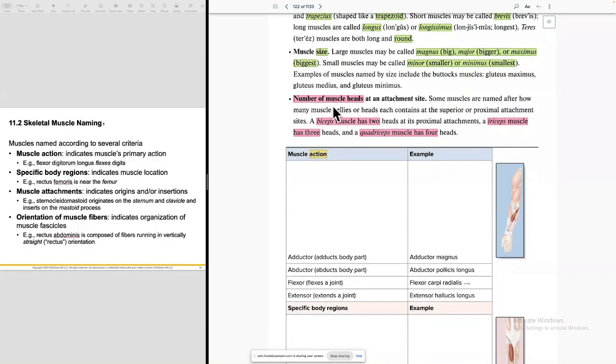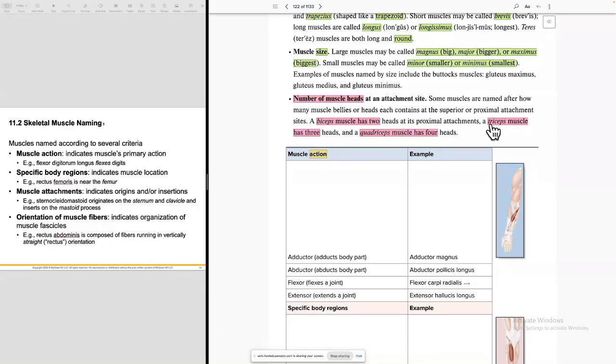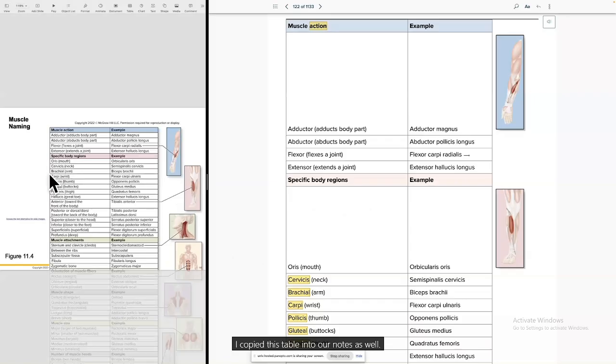Some muscles are named by how many parts they have, how many heads, right? What's another word for head? Cep. Remember cephalic? What do I call a muscle with 3 heads? Oh, that's tricep. What do I call a muscle with 3 heads in my upper arm? Tricep brachii. What do I call a muscle with 4 heads? Quadricep. What do I call a muscle with 2 heads? Bicep. I copied this table into our notes as well.